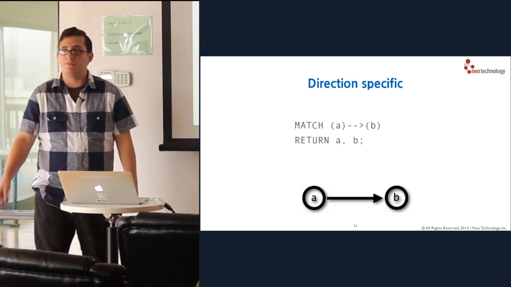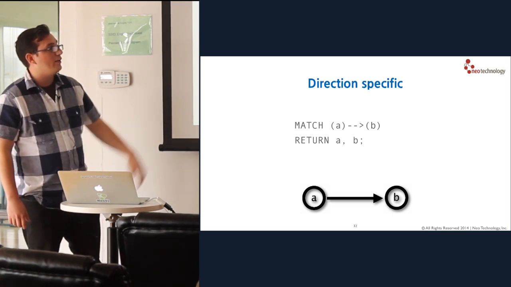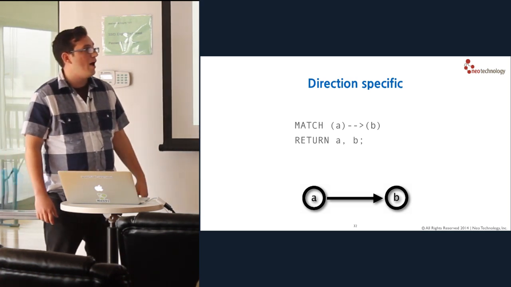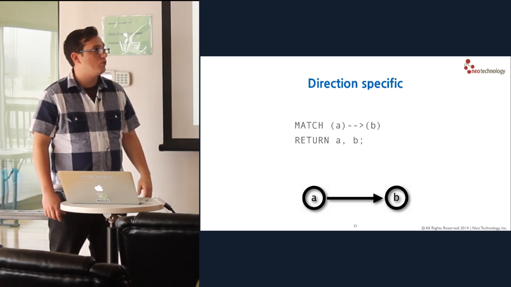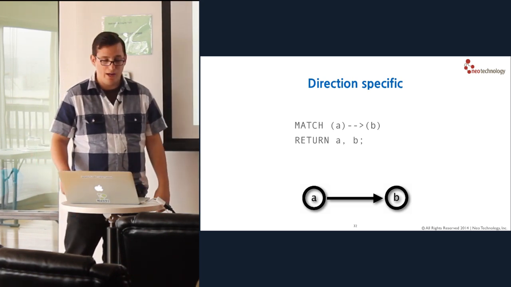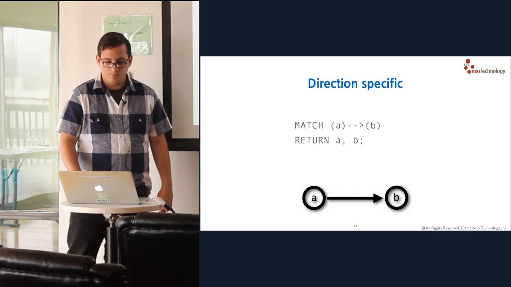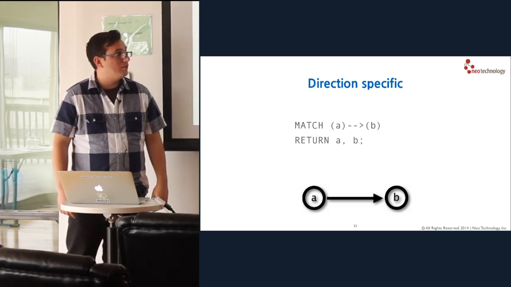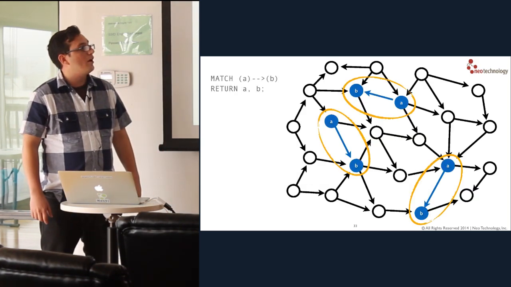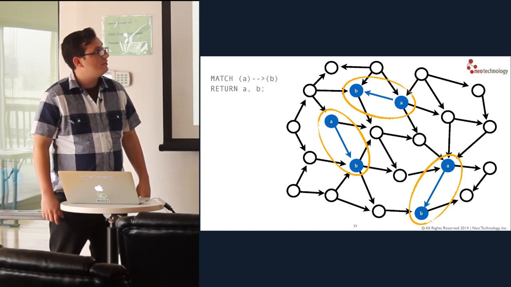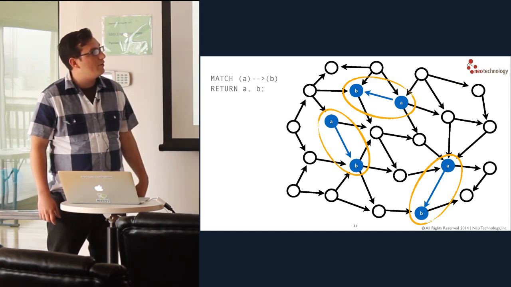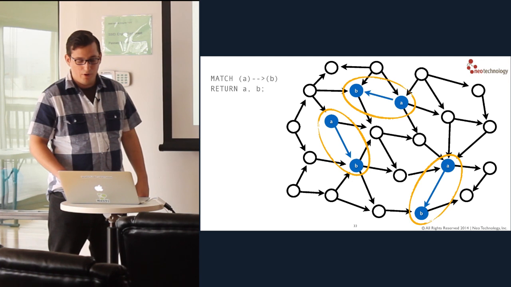Now, if we wanted to specify an actual direction, we can do that as well. So here we have matched the pattern A is directed to B, and then return back A and B. So again, what does that look like? Here's our pretty example graph. So you see the same pattern here. So very, very simple.